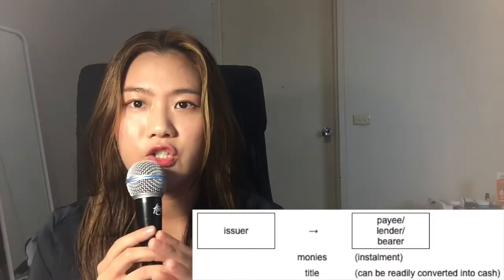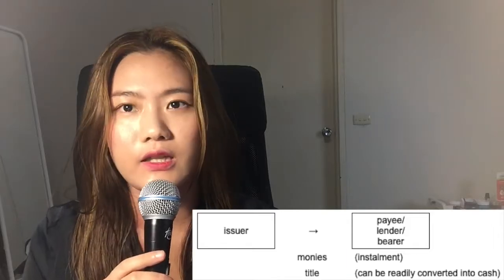This is traded on the strength of the name of the issuing company, so this does not require endorsement of a third party. Basically, we're just relying on this company being strong and secure, so we're borrowing money from them. This will be issued at a discount to face value in multiples of $100,000, and this is redeemable at par on maturity. This note must be for a specific amount and specific time of repayment. So this is basically transferring title from the issuer to the payee or the lender or the bearer.